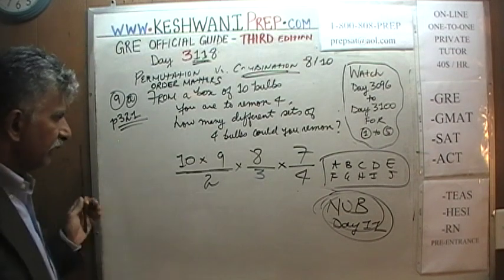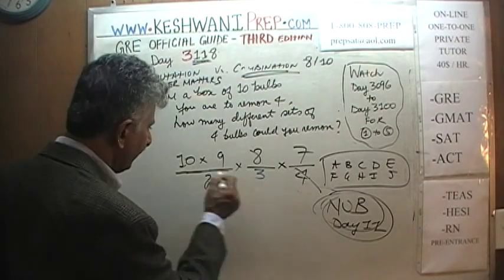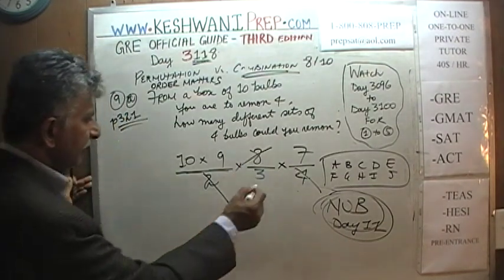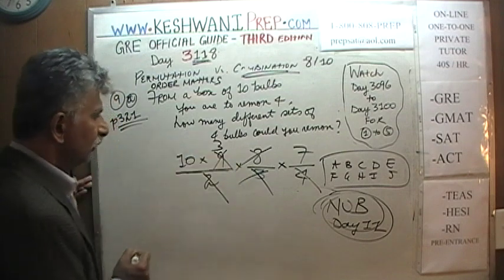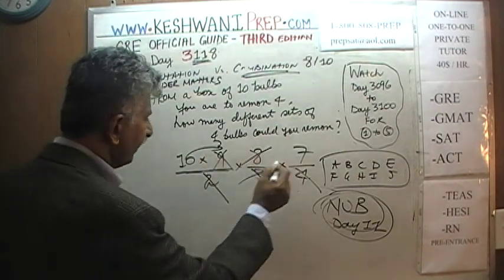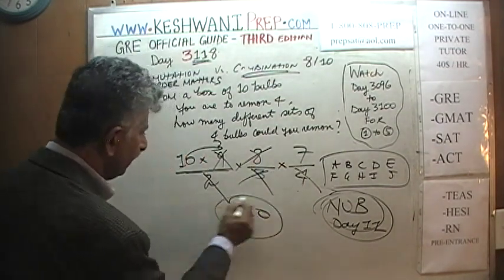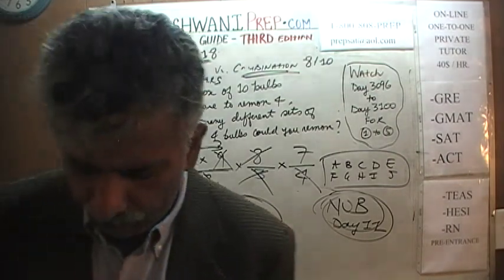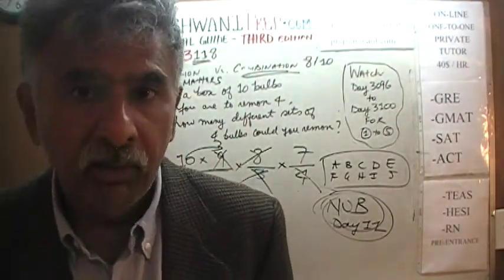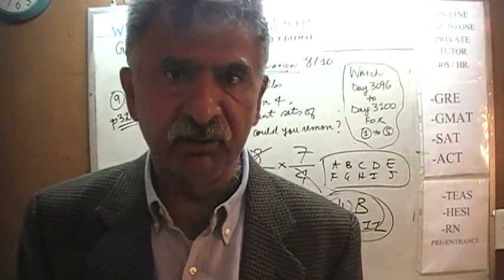Let's simplify it. Let's say we are done. Enough of the talk. I see a 4 and I see a 2 and I see an 8. I see a 3 and I see a 9. There we go. We are done. So it's 30 times 7, 210. There are 210 ways we can pick 4 light bulbs from a box containing 10 of them.